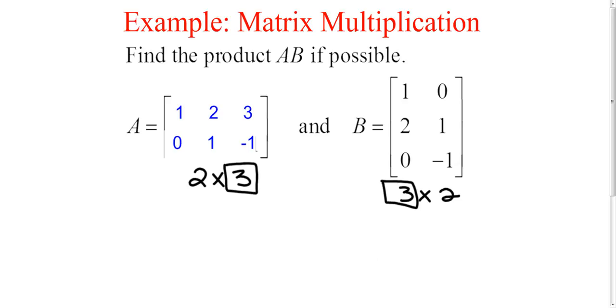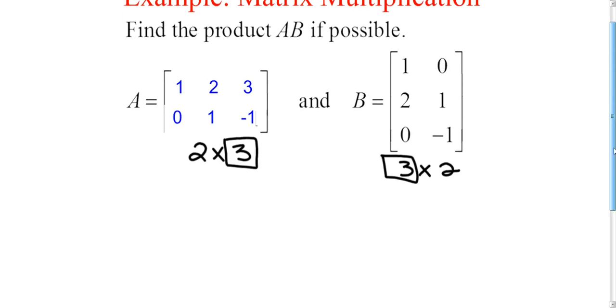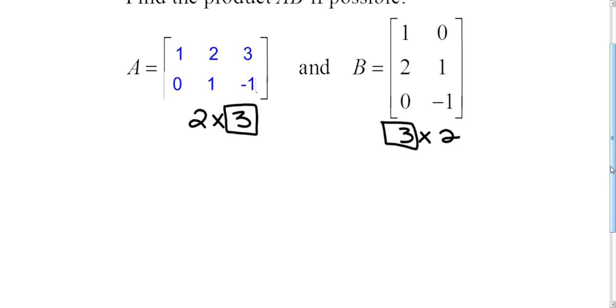Like 2 times 3 is the same thing as 3 times 2 when you're dealing with single numbers. That's not true with matrices, just so you know. Okay? Anyways, those 2 inside numbers have to match, which they do in this case. I will tell you this. Your answer matrix will be 2 by 2.